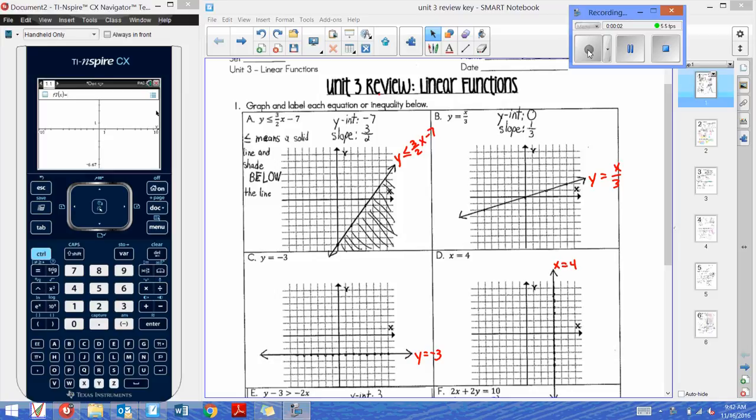On the first page of the Unit 3 review, we need to graph and label each equation or inequality. So this page should be perfect. And the reason why it should be perfect is because you should have checked every single one of these on your graphing calculator. Every one of them. And on the test, you're going to do the same exact thing.